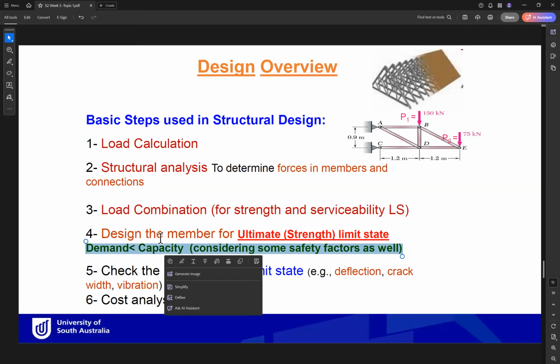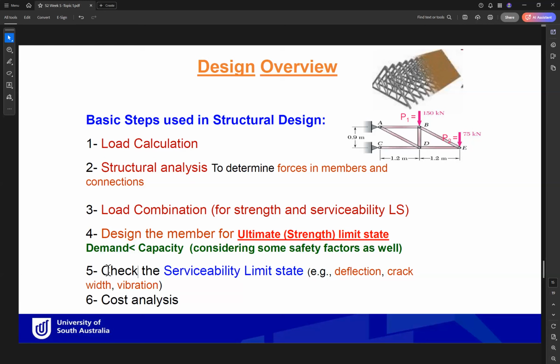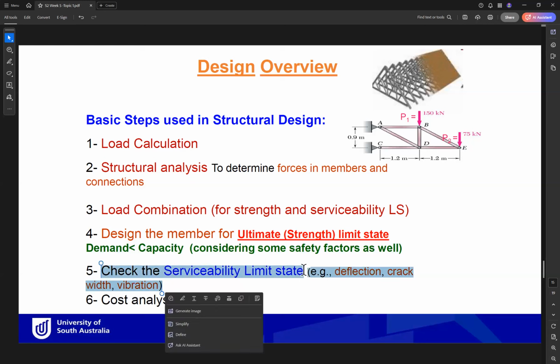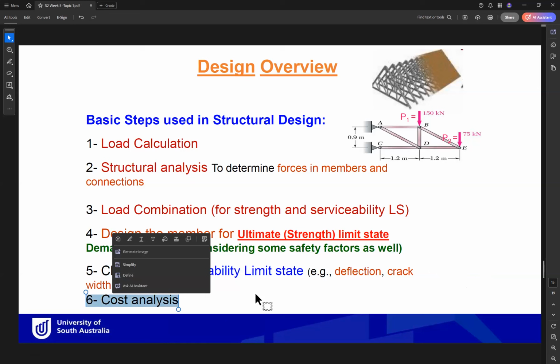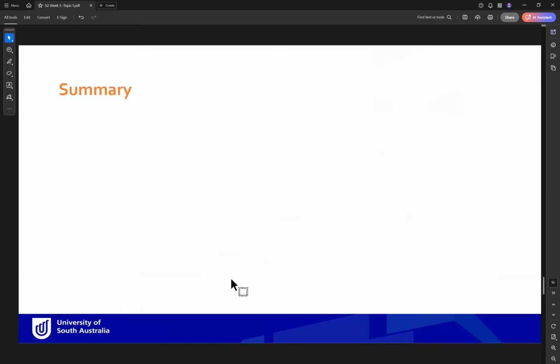After you design for the ultimate limit state, you need to check for serviceability. So you need to make sure that delta is less than delta T. After you finish the design and make sure the design is safe and economic, you can make a cost analysis of the selected member or selected design.